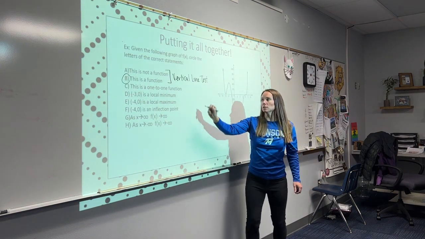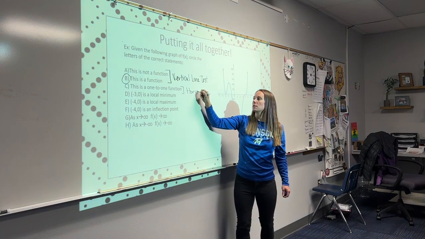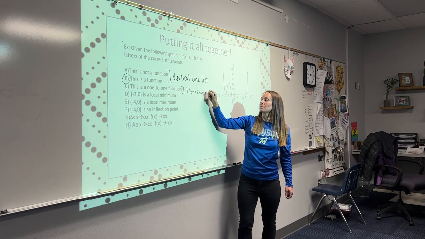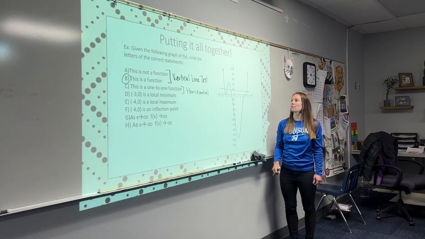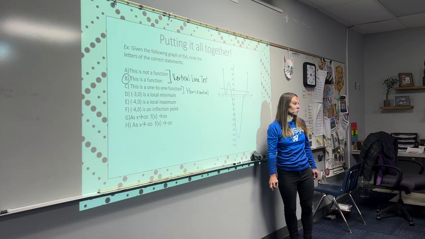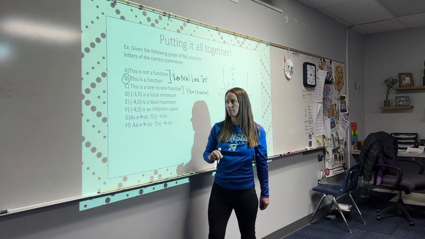Okay, the next one is about the horizontal line test. Does it pass or fail the horizontal line test? It fails. It just crossed 1, 2, 3, 4 times. It is definitely not 1-to-1. A lot of the y values repeat, so this is not 1-to-1.